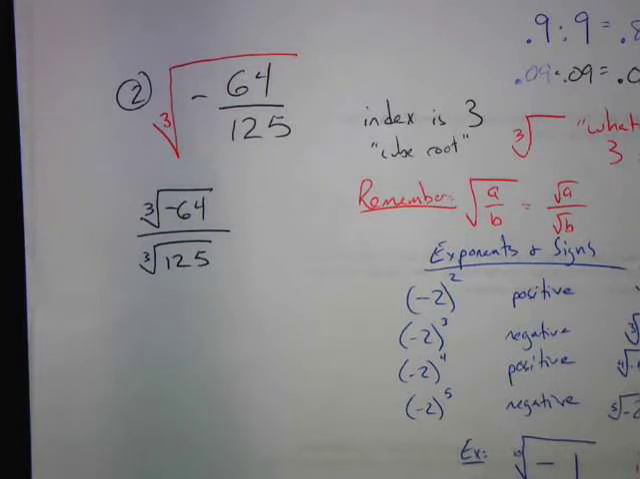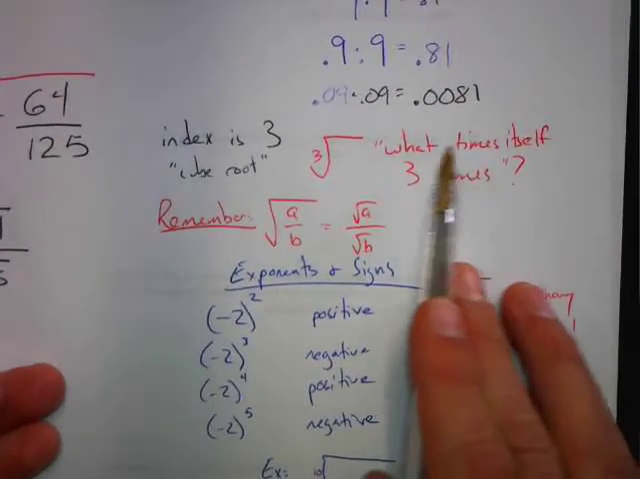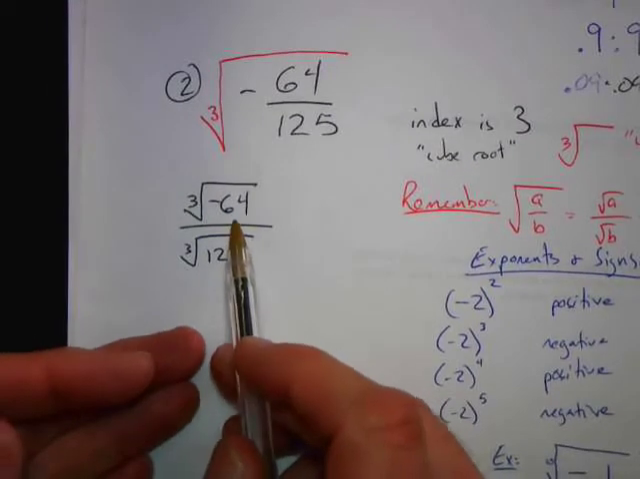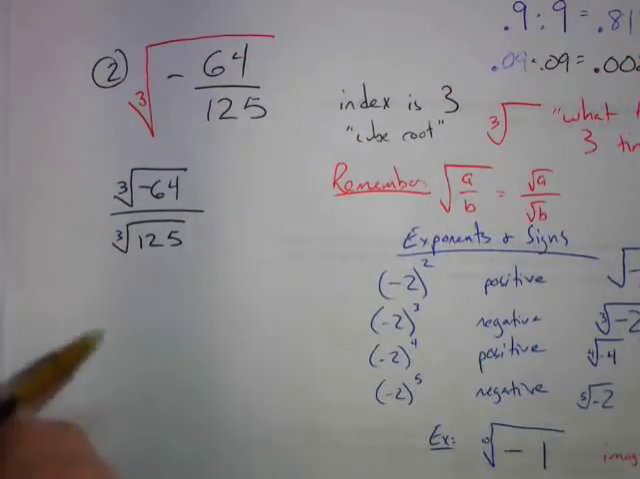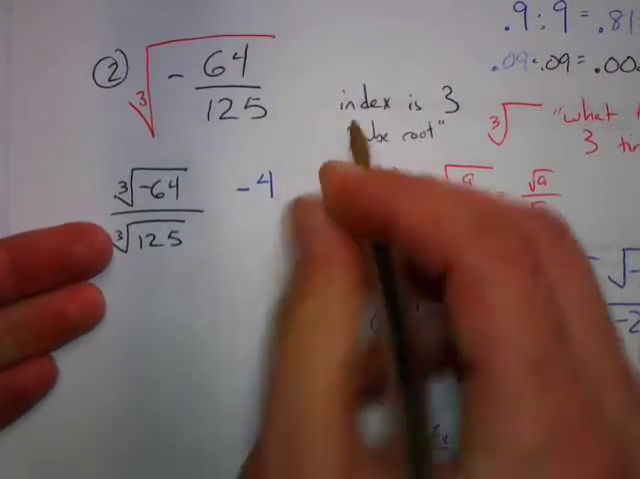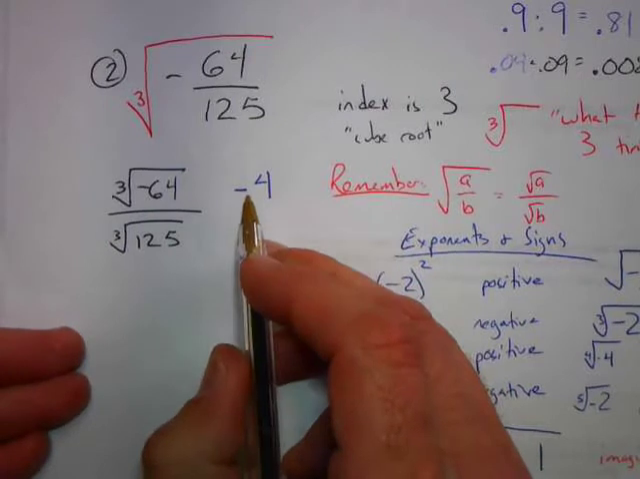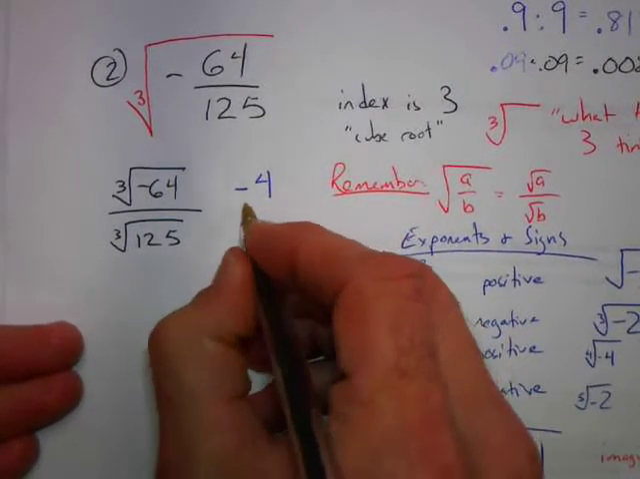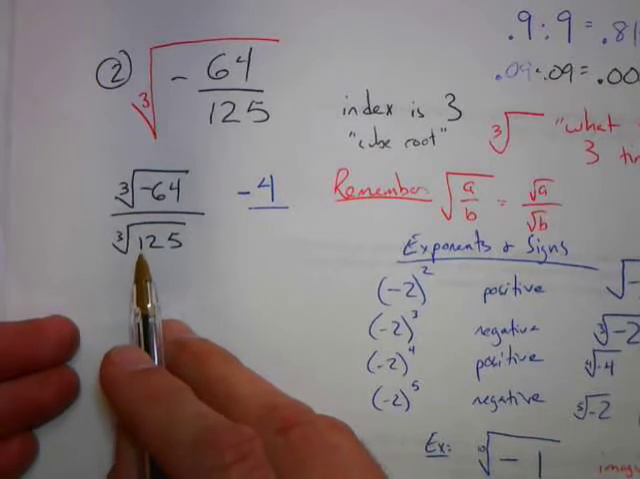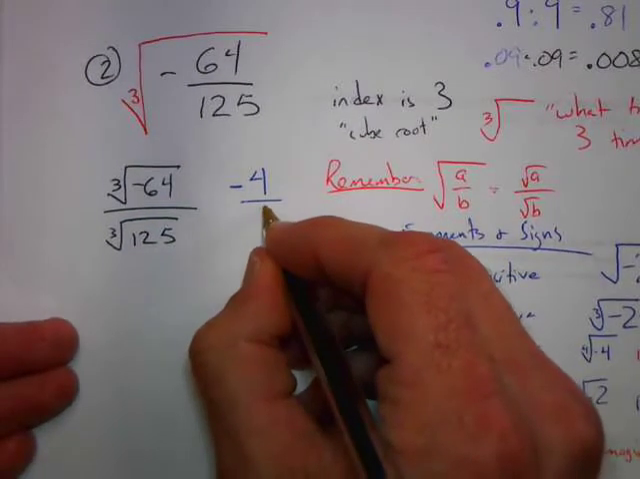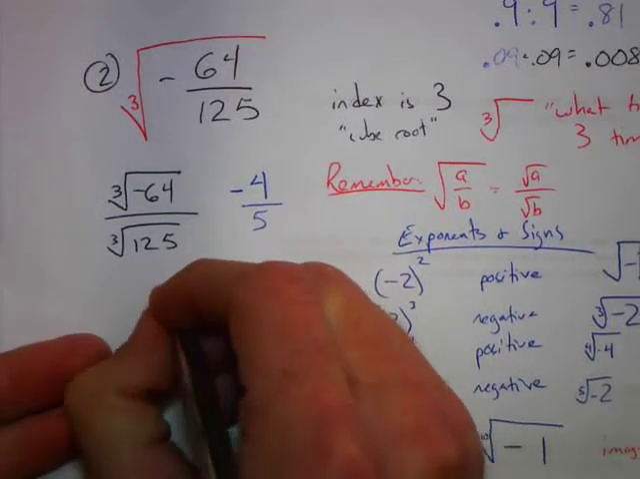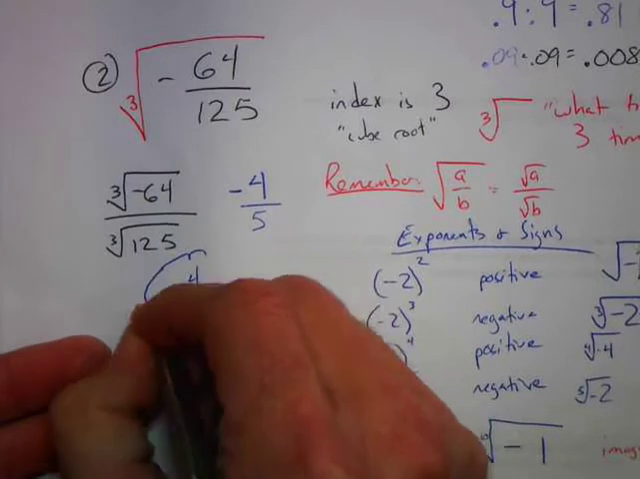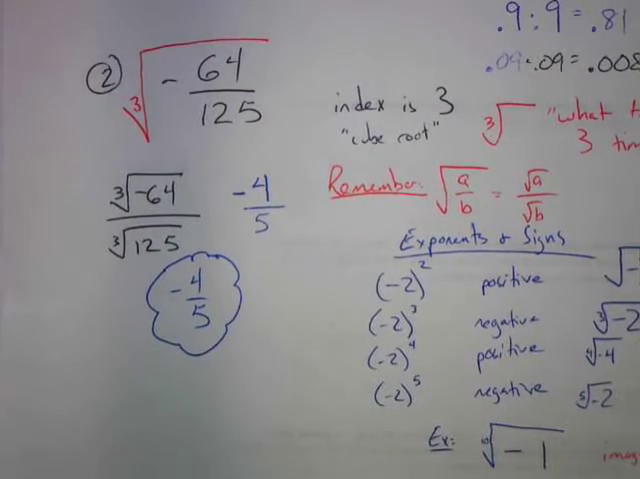So now we have the cube root of negative 64. And again, the question is, what times itself 3 times gives you negative 64? If you do some number crunching or thinking, you will realize that's going to be negative 4, because negative 4 times itself is positive 16, times itself is then negative 64. And then the cube root of 125: what number times itself 3 times is 125? Hopefully you will come up with 5. So the cube root of negative 64 over 125 happens to be negative 4/5. And there is our simplified version. How cool is that? That's pretty neat.